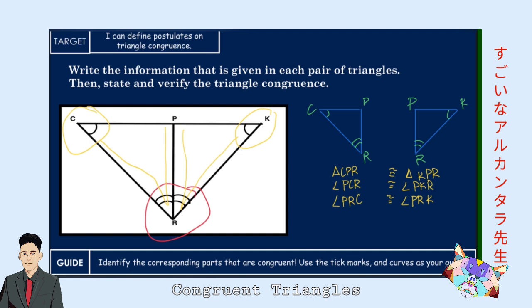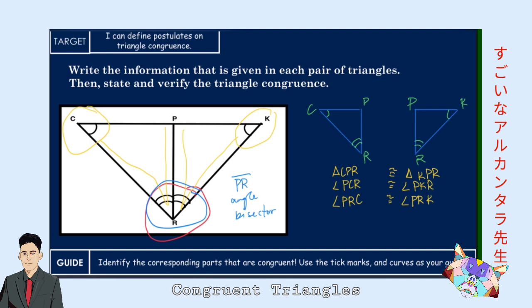But they're still congruent though, because PR here serves as a bisector. Okay, take note of that. PR serves as an angle bisector. It bisects the angle at R into two equal parts. Hence, the markings of two curves.